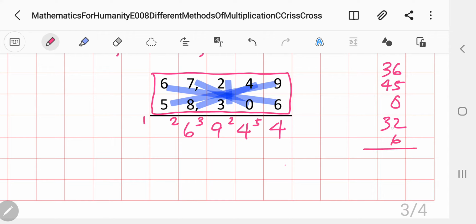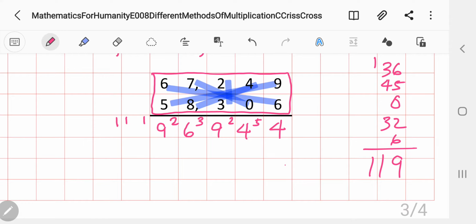So I add them all. 6 plus 5 would be 11. 11 plus 2 would be 13. Plus 6 would be 19. So this is 9. And then carry 1 here. You have 100. 1 plus 3 plus 4 would be 8. Plus 3 would be 11. So this is 119. So I'll write the 9 here and 1 and 1 here.